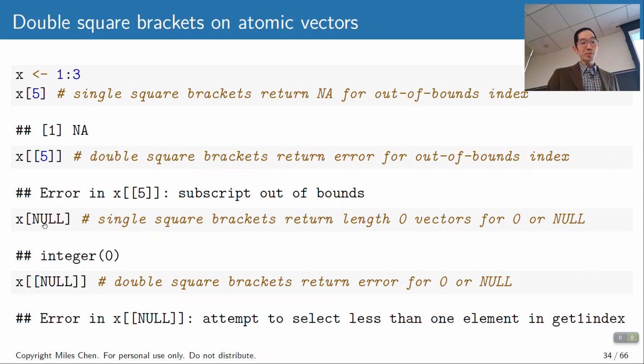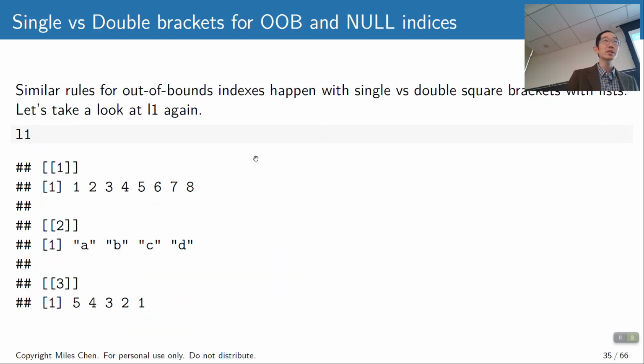If you try to subscript using NULL, you get a length 0 vector with single brackets, but double square bracket with NULL is going to give you back an error. So these are some of the differences between single and double square brackets on atomic vectors.